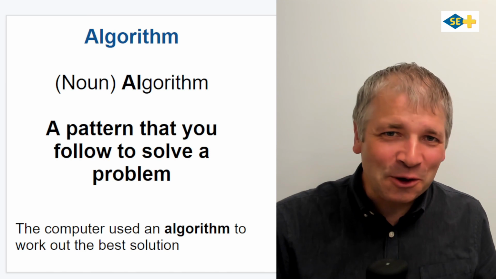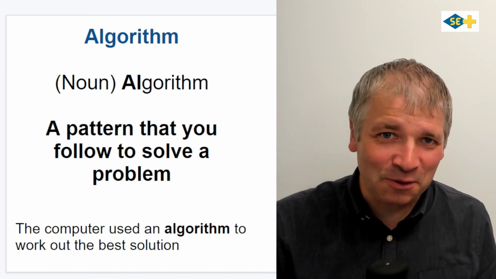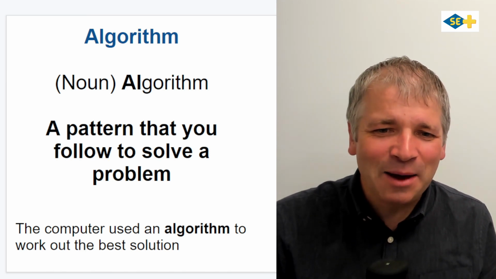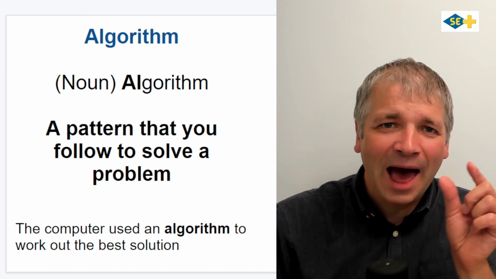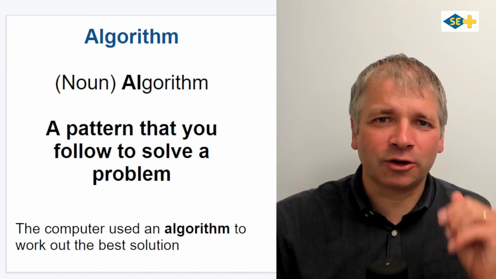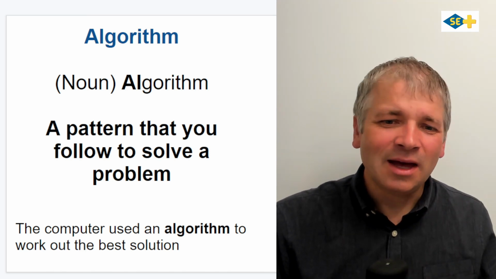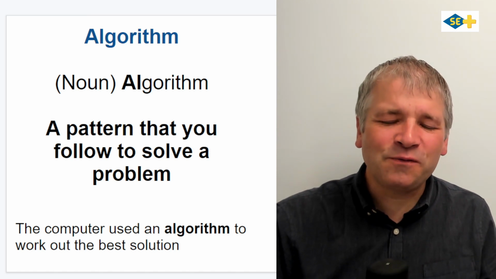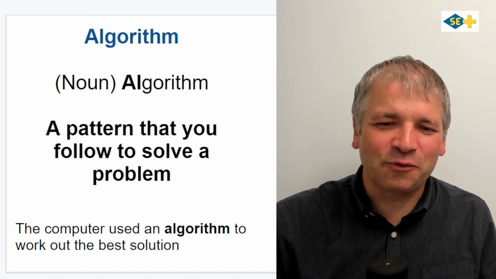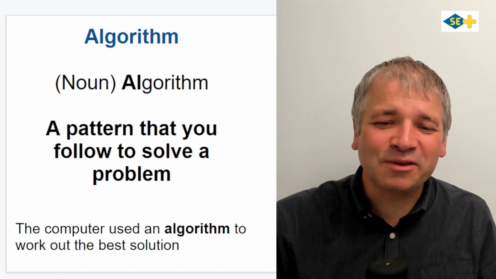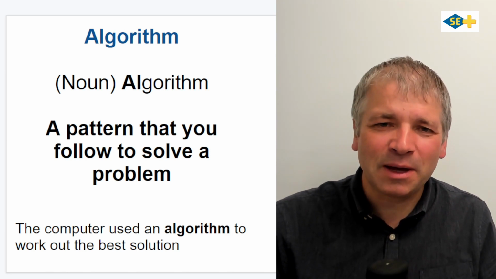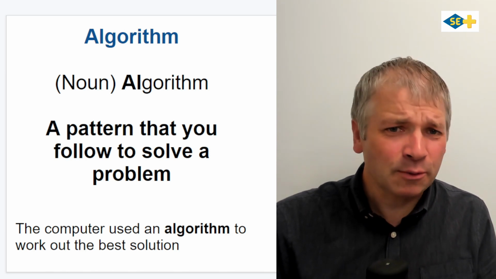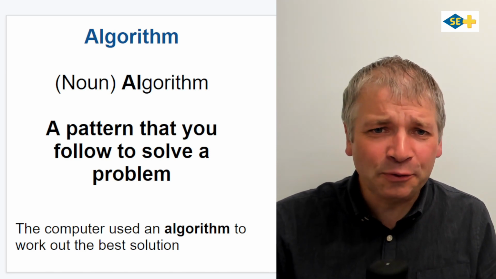Algorithm. Have you heard of this word? Algorithm. This is a noun and the stress is on al. Algorithm. And this is a pattern that you follow to solve a problem. For example, the computer used an algorithm to work out the best solution. So it's a word commonly used with maths.